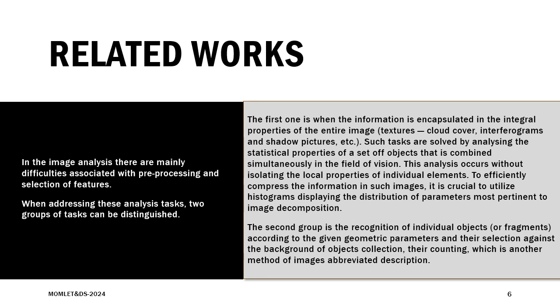To efficiently compress the information in such images, it is crucial to utilize histograms displaying the distribution of parameters most pertinent to image decomposition. The second group is the recognition of individual objects, according to the given geometric parameters, and their selection against the background of objects collection. Tag counting is another method of abbreviated description of images.